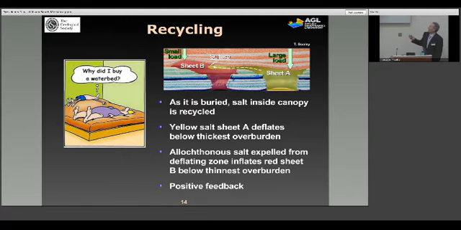The heavy load is the thick sediment here, and that's pushing down on the diaper, the yellow one marked sheet A, and that's displacing it sideways into sheet B, because sheet B is overlain by a much thinner overburden. So you've got the light load, it inflates; a dense, thick load, it deflates. And that redistributes or recycles salt around the canopy.